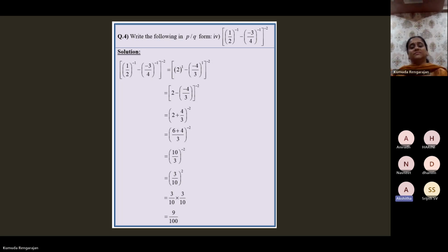Ma'am, actually, in the third step, it's 2 plus 4 by 3, whole power minus 2, right? Then after adding, how will it be 6 plus 4 by 3, whole power minus 2, ma'am?